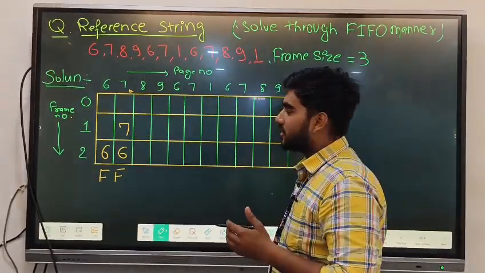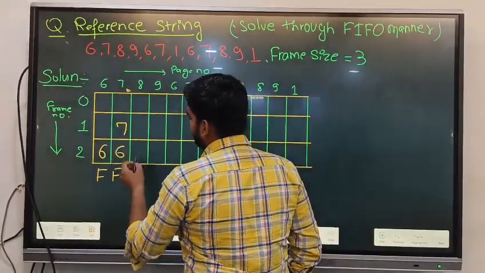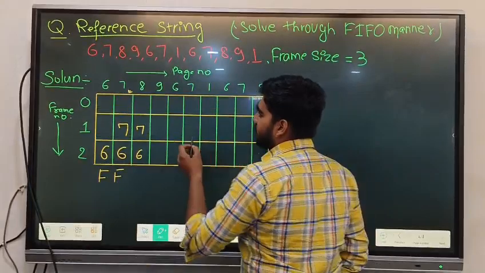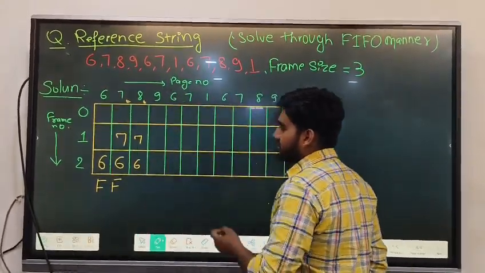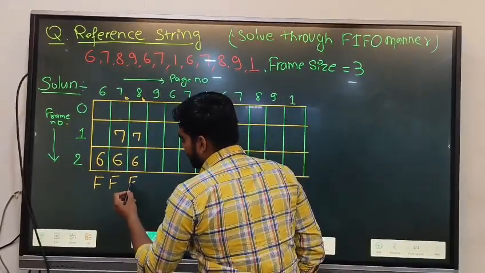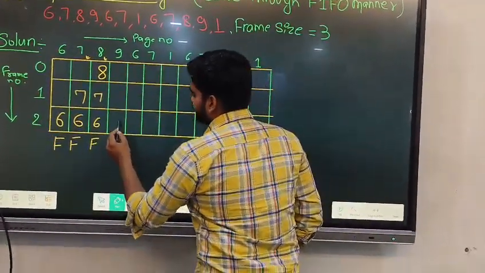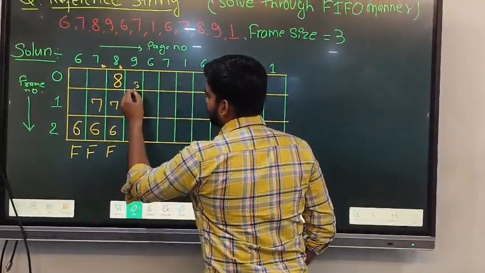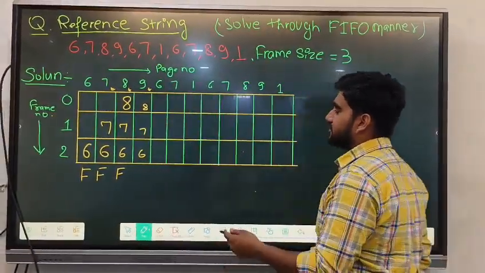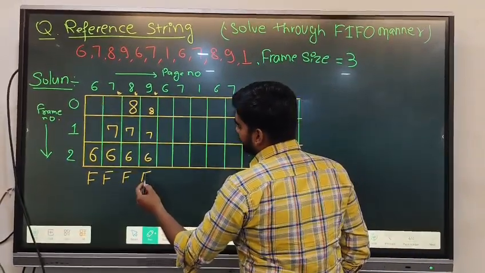Now the internal process happens inside the CPU. Now 6, 7 is in the frame, and now the CPU is demanding page number 8, and you can see there is no page number 8 in this frame. So a page fault will occur again. Now here the CPU is demanding page number 9. You can see page number 9 is not available in this frame, so again a page fault will occur.